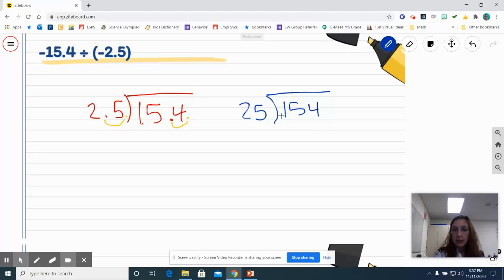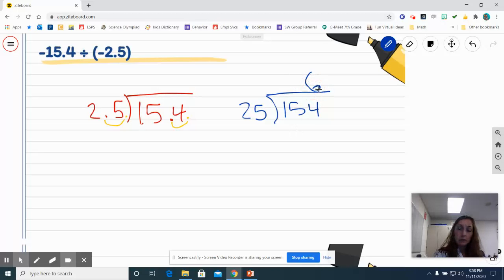So I'm instantly thinking of money. I know that 25 is the value of a quarter, and I want to know how many times I would multiply 25 by to get 154. Well, I also know that 154 is really close to an amount I can get with quarters, 150. I know it takes 4 quarters just to get to 100, and 50 cents would be 2 more quarters. So I know that 25 times 6 is 150. So I'll go ahead and put my 6 here.